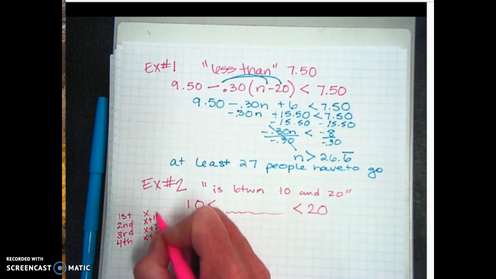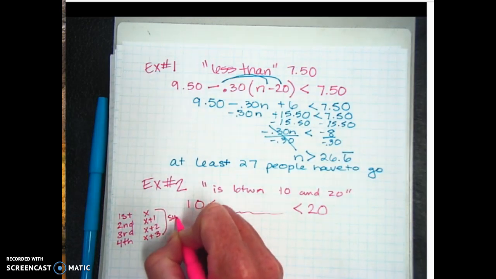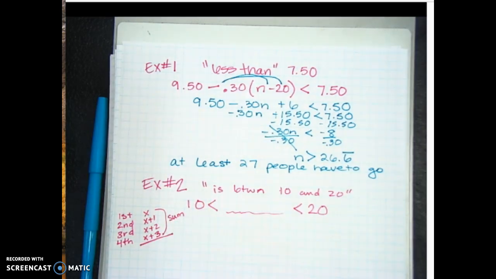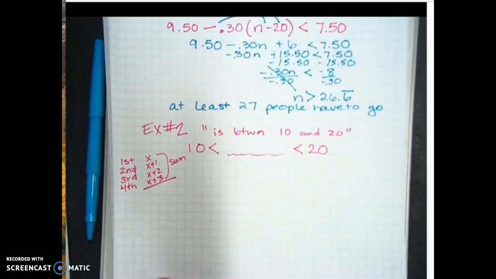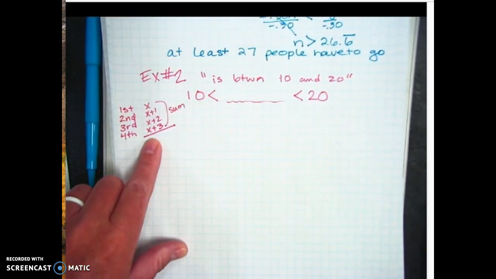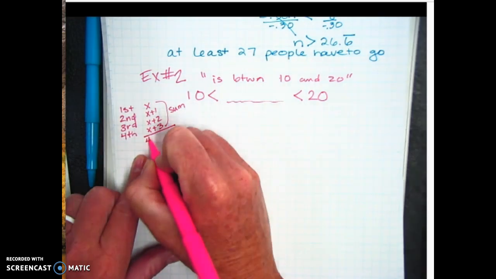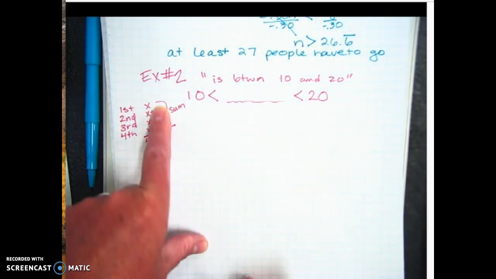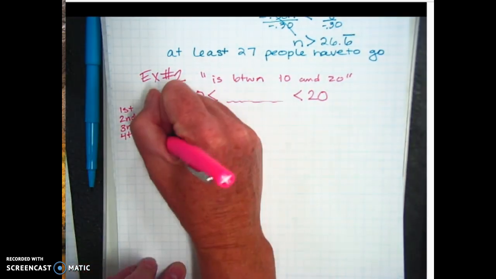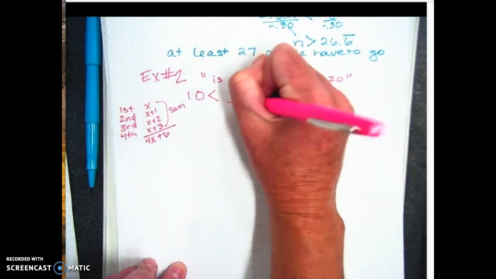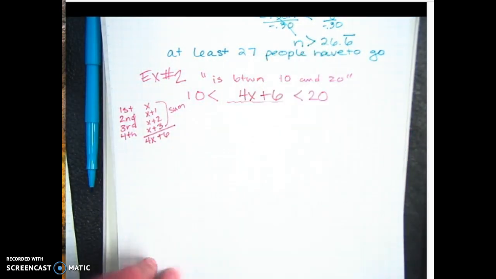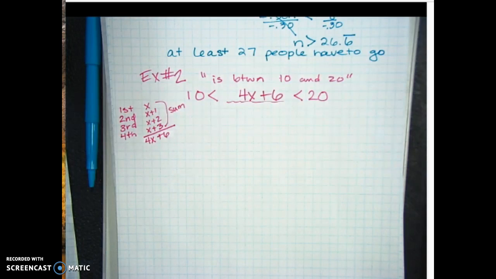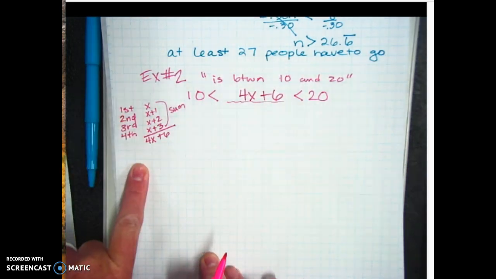We need their sum, S-U-M. So we should do what with them? Add them all up. So how many x's do we have? 4 x's. And how many numbers? 6. So 4x plus 6. So 4x plus 6 goes in here because that's the sum of 4 consecutive integers.